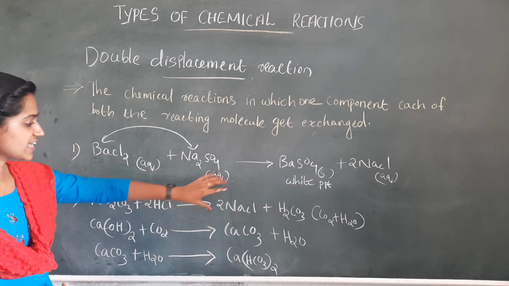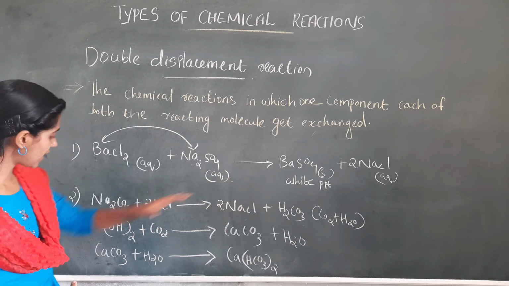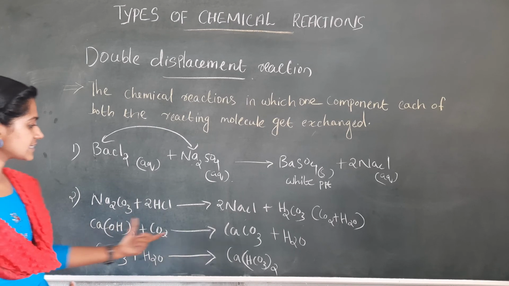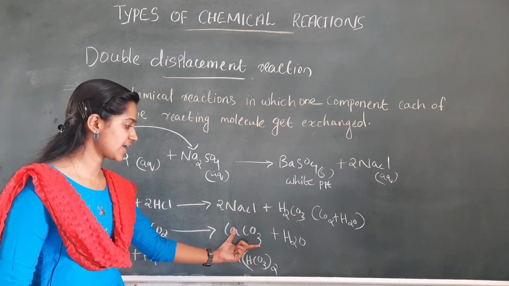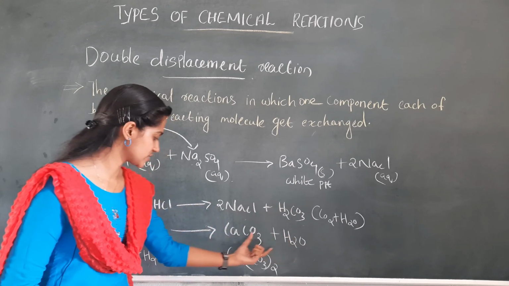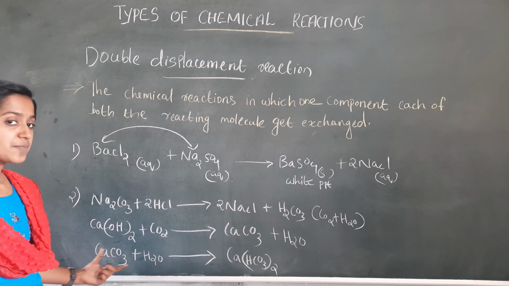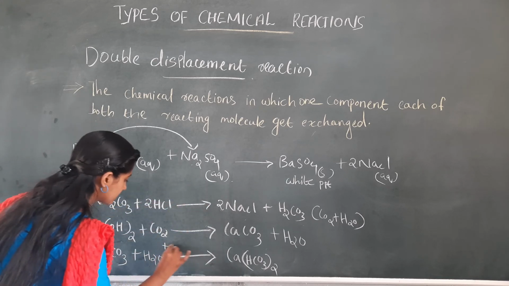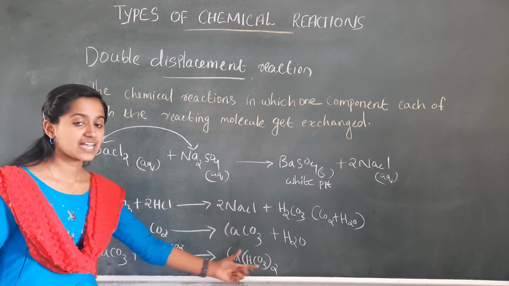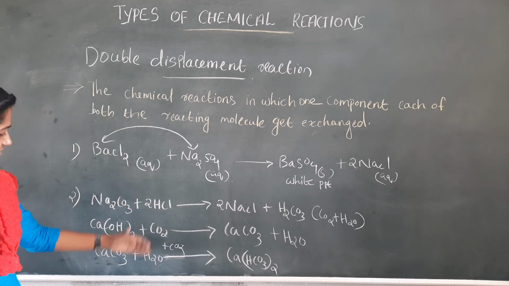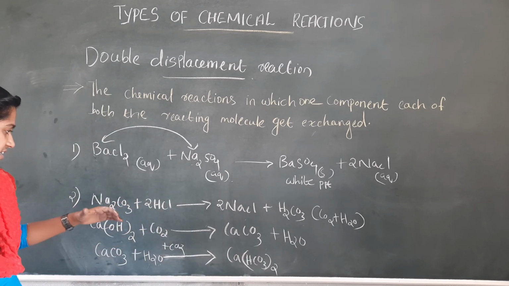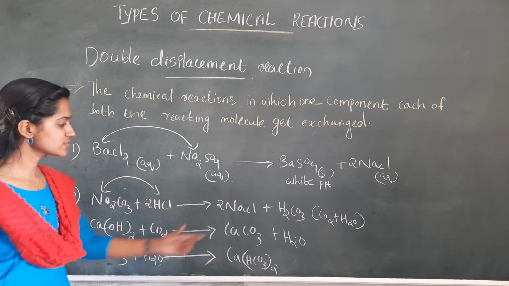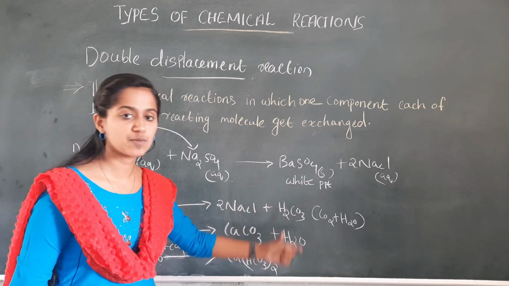Here carbon dioxide gas is evolved in this process. When we pass this carbon dioxide gas into lime water, that is calcium hydroxide, the resulting compound produced is calcium carbonate. Some water is also produced. Then this calcium carbonate reacts with water and carbon dioxide to produce calcium bicarbonate. So this is an example of double displacement reaction. Sodium and hydrogen interchange their positions to produce the corresponding sodium chloride and carbonic acid.